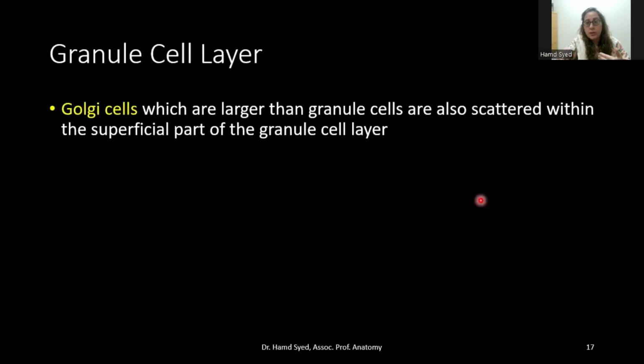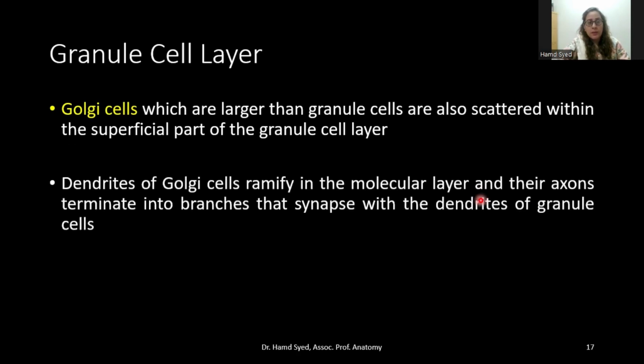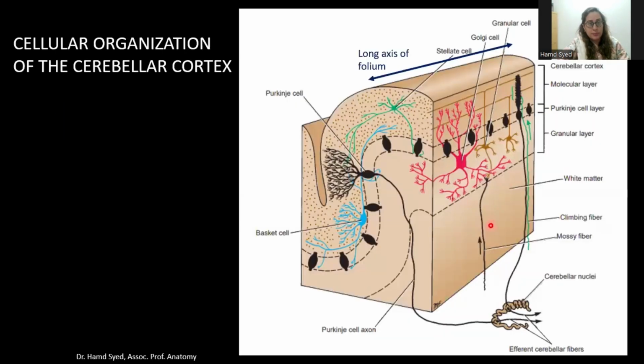Now, there is another cell population in the granule cell layer, which are the Golgi cells. They are larger in size than the granule cells, and they're scattered within the superficial part of the granule cell layer. The dendrites of these cells ramify or branch in the molecular layer, and their axons terminate into branches that synapse with the dendrites of granule cells.